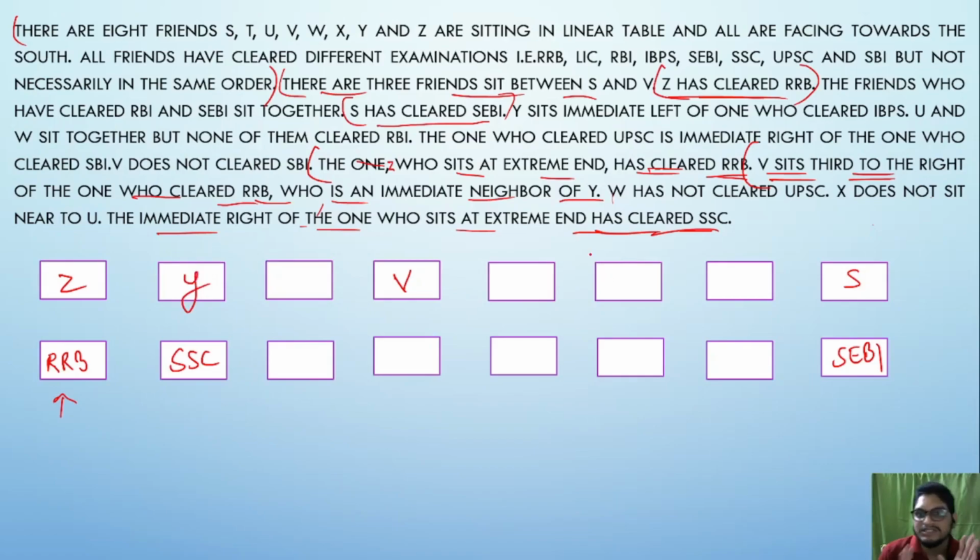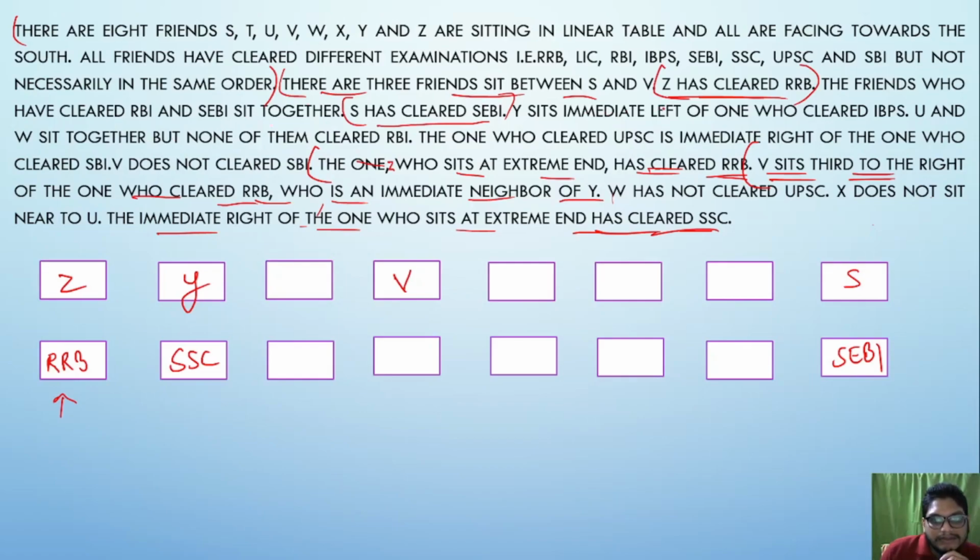So till now, just by scheming, we are able to fix 1 2 3 4 5 6 7 to 8 data we can fix just by scheming, right? Try to find out data related to RRB, Z, Y, SSC, V, S or SEBI.